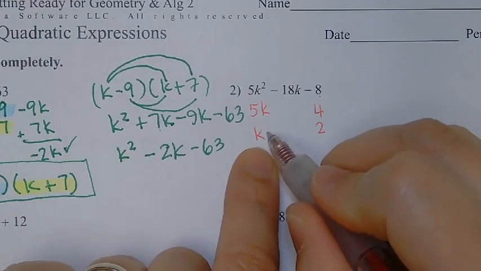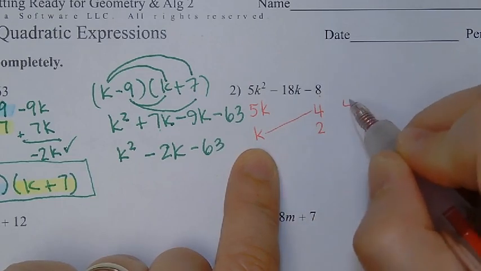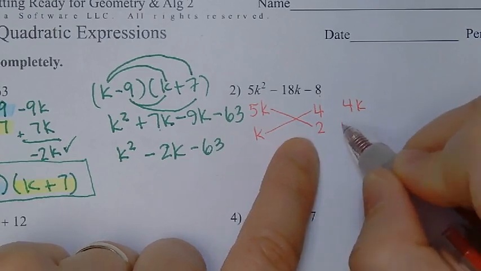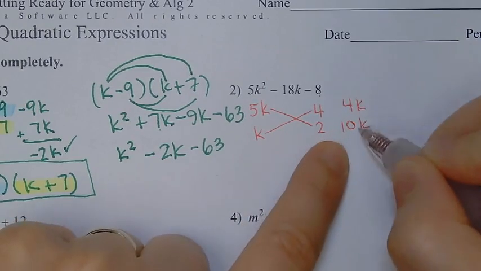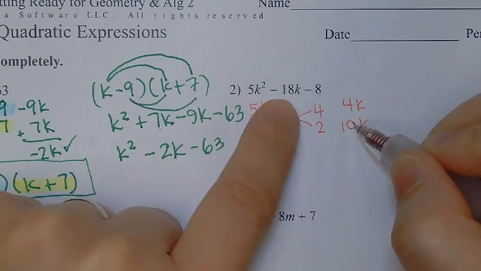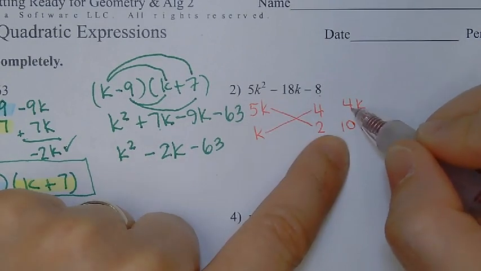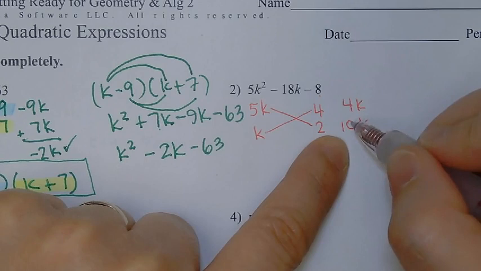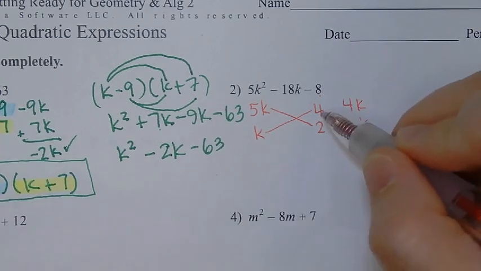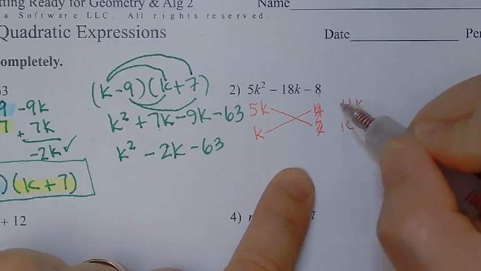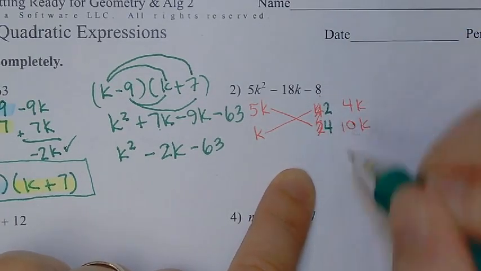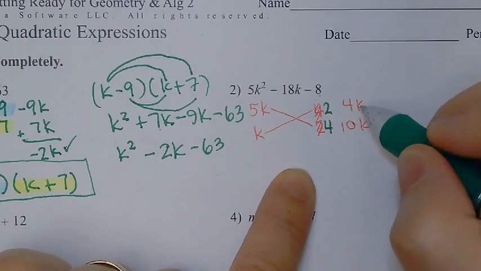And so I go k times 4 is 4k. 5k times 2 is 10k. I can see that I cannot add or subtract this to get an 18, because 10 plus 4 is 14. That's as high as I can go, so I know I did this in the wrong order. So I'm going to try switching it, making it 2 up on top and 4 on the bottom, and see if that gives me any better answers.